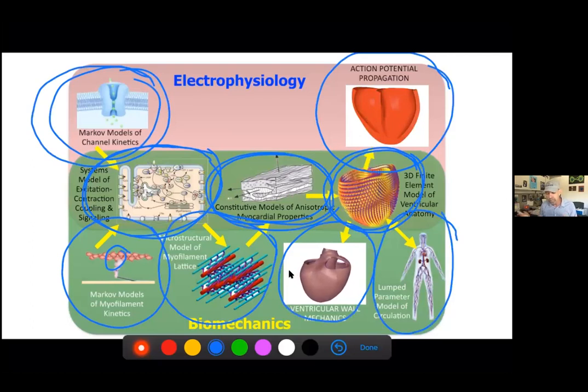So this is sort of an engineering paradigm for going from ordinary differential equations or Markov state models at a point representing a protein or an ion channel or a complex to a 3-dimensional model representing the whole organ as a continuum in which the electrical activity and mechanical activity are distributed continuously throughout. So feel free to stop me if you have any questions.